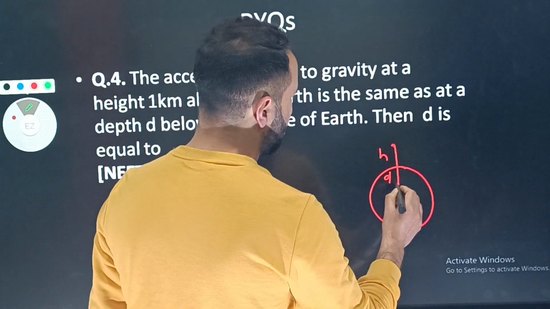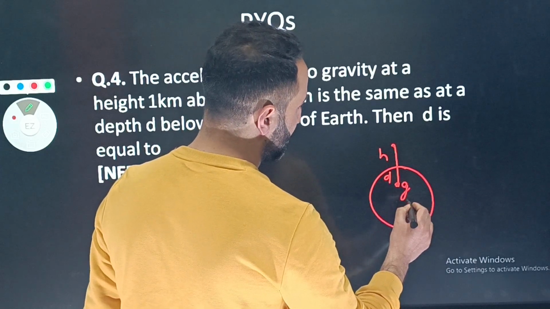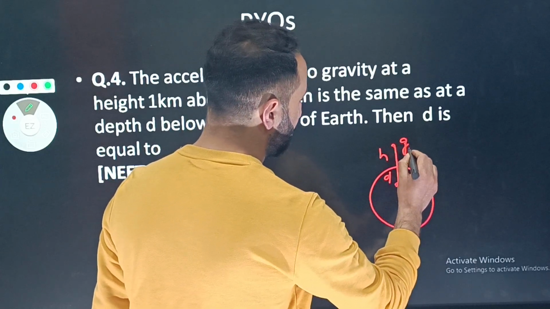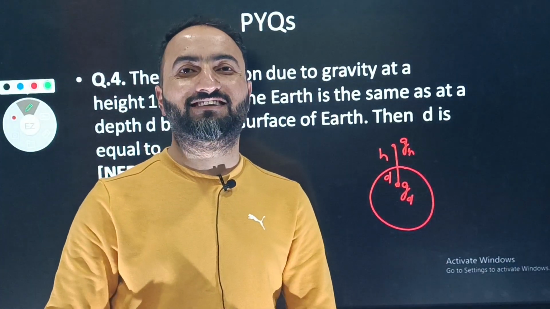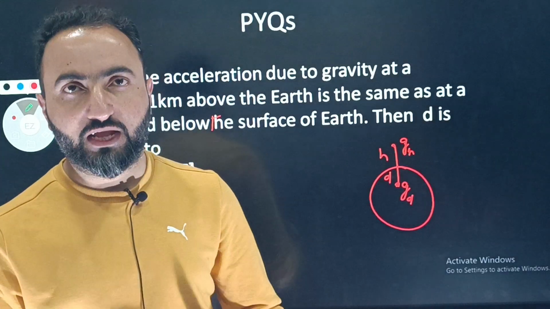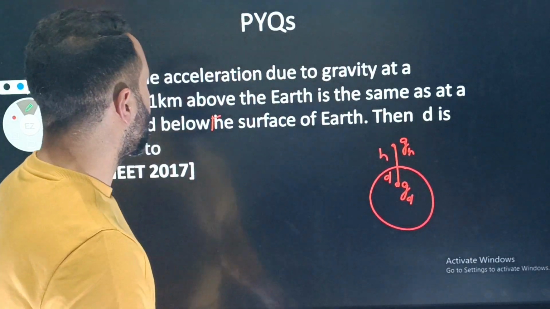Now what is given to you is the acceleration due to gravity. Here the acceleration due to gravity is, for example, gd, and here the acceleration due to gravity is gh. So the acceleration due to gravity decreases with the height and with the depth, but decreases more rapidly with the height compared with the depth. You have to keep that in mind.